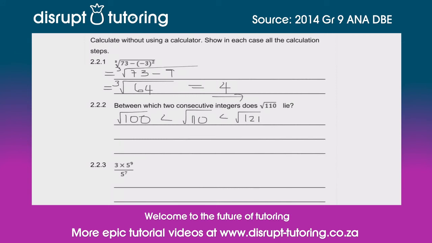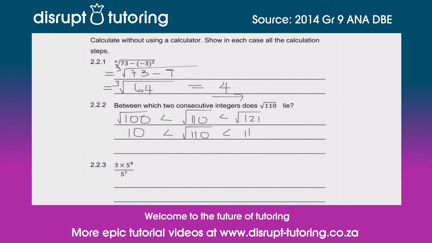Once you've got that, you're pretty much at the answer. The square root of 100, we know, is going to give us a perfect integer of 10, which is smaller than 110. And the square root of 121 is going to give us 11. So that means that the square root of 110 lies between 10 and 11, which are the two consecutive integers that they've asked you for, and that gets you the full mark for that question.